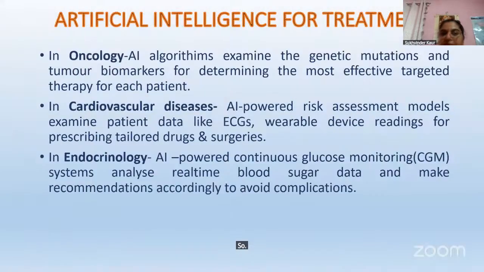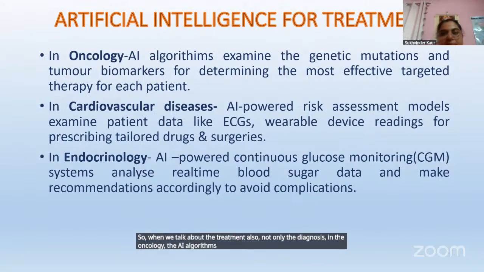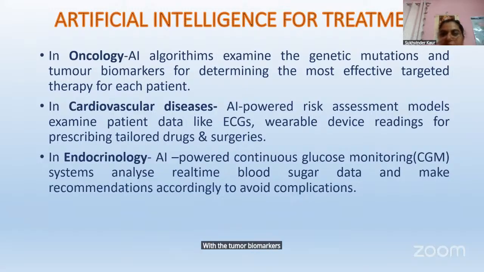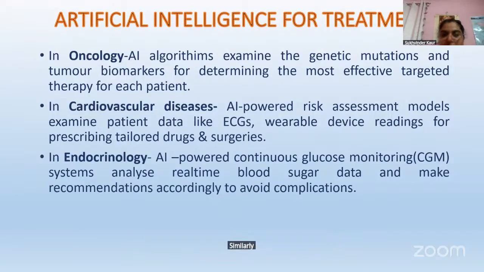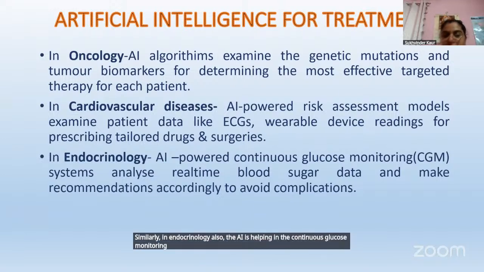So when we talk about treatment also, not only diagnosis, in oncology, the AI algorithms are now examining genetic mutations with tumor biomarkers for determining the most effective therapy. Cardiovascular diseases are also being treated with the help of AI by wearable devices which provide tailored drugs and continuous heartbeat monitoring, how the heart is working, that can be calculated and monitored. Similarly, in endocrinology also, AI is helping in continuous glucose monitoring for diabetic patients.